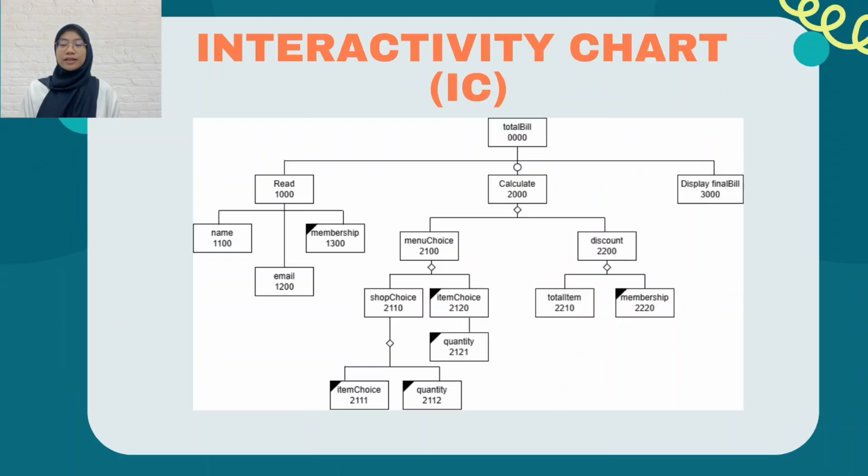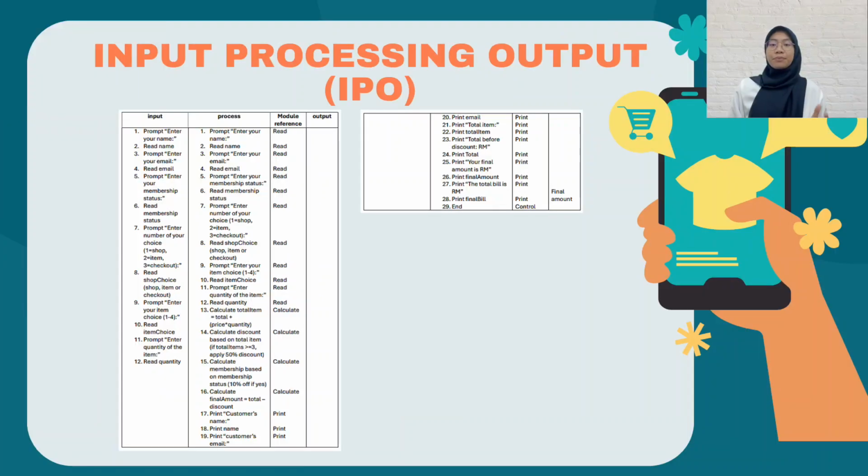The interactivity chart, which is IC, shows how different parts of the system interact with each other. It visualizes the flow of data and ensures that all the components work together smoothly. The IPO diagram summarizes the system into 3 main parts, which are input, process, and output. This structure helps simplify the complex logic and makes the system easier to understand and implement.